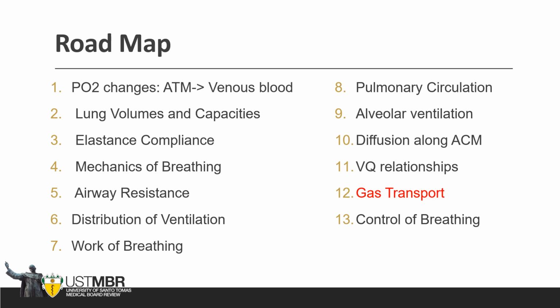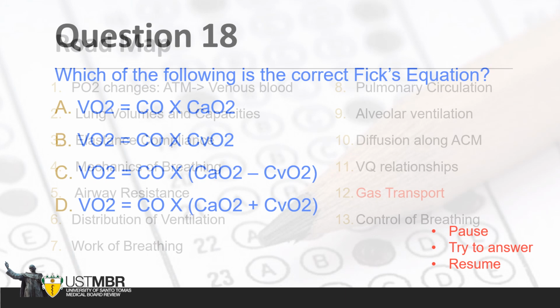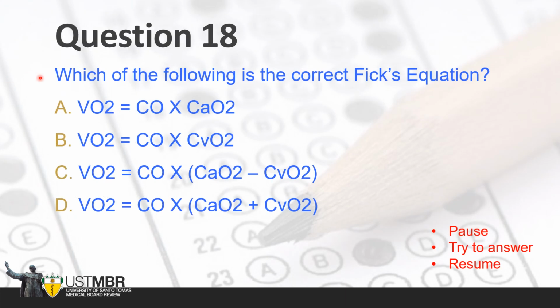Let us now discuss the second to the last topic, which is gas transport. Which of the following is the correct Fick's equation? VCO2 is equal to cardiac output times the arterial O2 content. VO2 is equal to cardiac output times the mixed venous O2 content. Oxygen consumption is equal to cardiac output minus the difference between the arterial and mixed venous O2 content, and O2 consumption is equal to cardiac output times the sum of the arterial and mixed venous O2 content. Again, pause, try to answer, and resume once you have an answer.